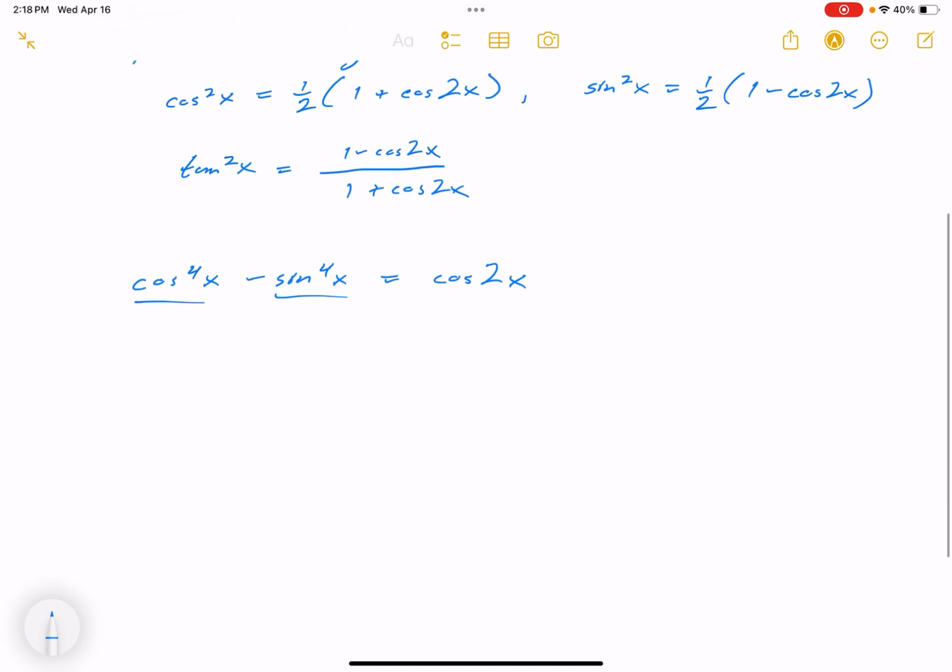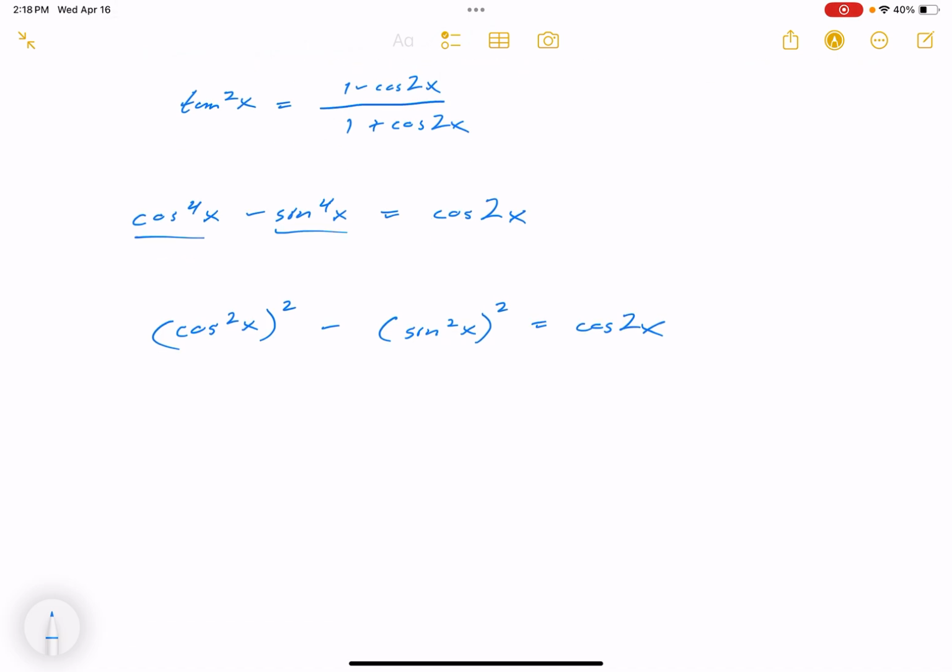We're going to start with the most complicated side, which is your left-hand side. Let's rewrite cosine to the 4th of x as cosine squared x, all raised to the power of 2, minus sine squared x, all of that raised to the power of 2, is equal to cosine 2x. I hope you know why I raised it, because if you multiply this by this, you're going to get this. Just some little algebra review in case you forgot.